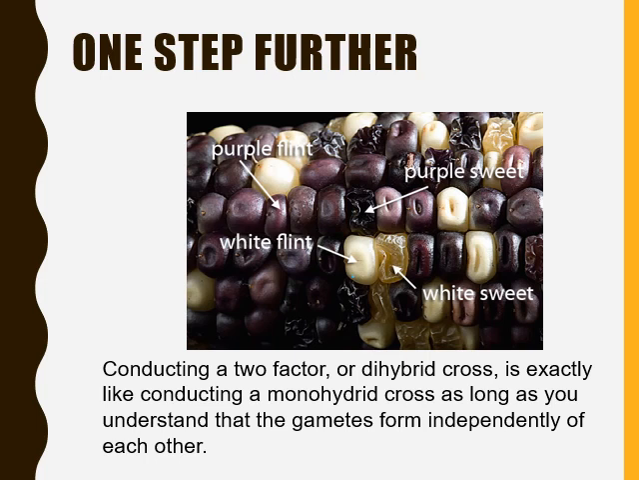If you take a look at this ear of corn, you'll see that there's 2 characters with a total of 4 traits. The characters here are seed color and seed shape. The different traits are purple or white for seed color, and for seed shape, you've got sweet, which are the sort of wrinkly ones, and flint, the big fat ones. So 2 characters, seed color, seed shape, 4 traits, purple, white, sweet, flint. Let's see how it all works out.